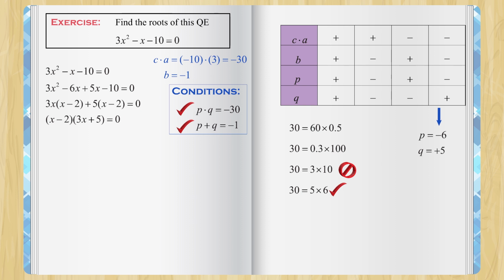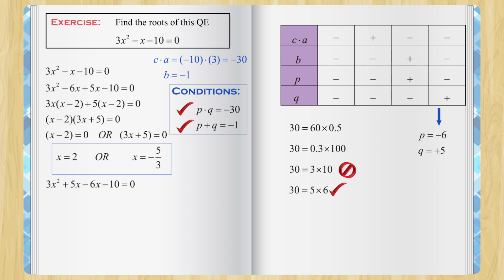Now we can apply the zero product principle. X minus 2 equals 0 or 3x plus 5 equals 0. Simplify to get x equals 2 or x equals -5/3. One of the questions that learners tend to have is about the order in which you write these terms. Don't worry about the order in which you write these. You know what? I'm gonna demonstrate it to you right here and now.